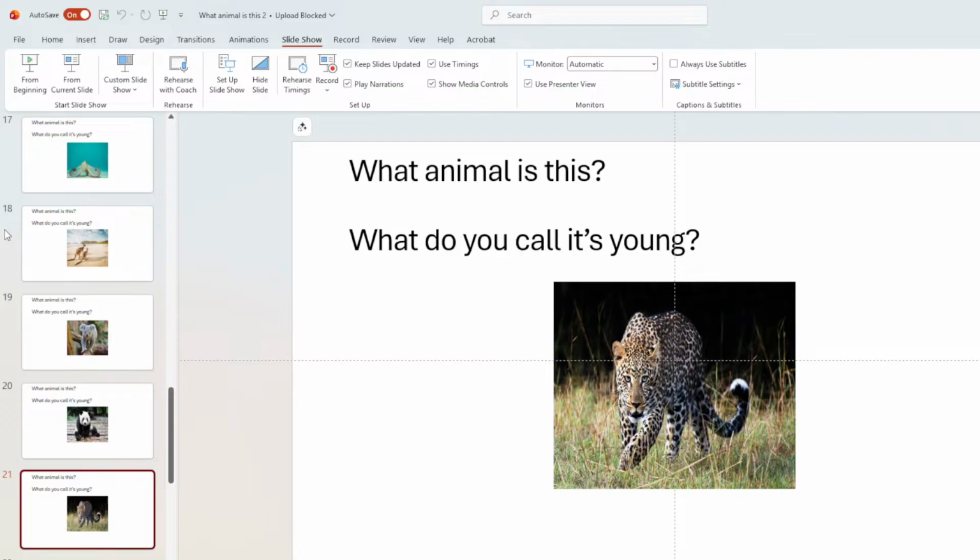Look at it. What's that? I love its spots. I love the coat. What do you call the young one of that animal? And what is that animal to start with? Before we start looking at what we call its young, what is it?